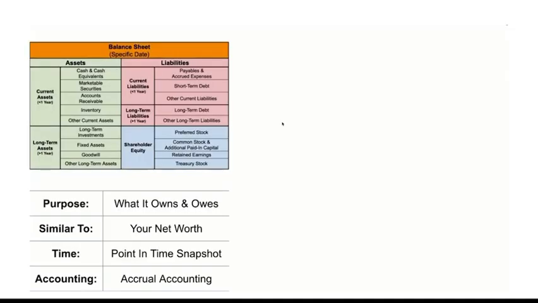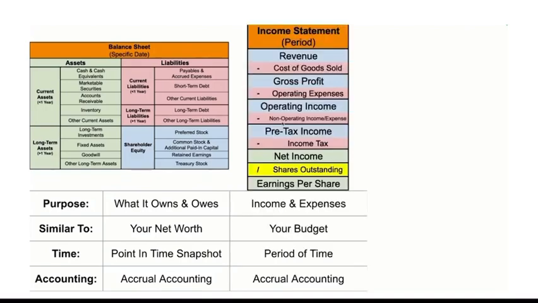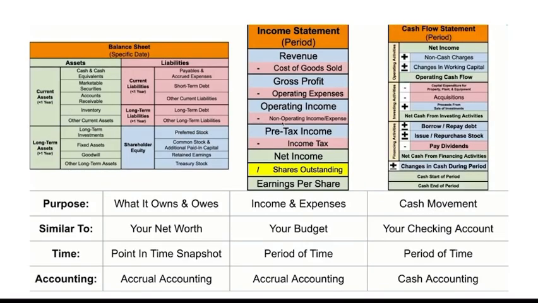Now, I just threw a lot of information at you, so let's quickly summarize what we just learned. The balance sheet records what a company owns and what it owes. It's similar to your net worth, is a point-in-time snapshot, and it uses accrual accounting. The income statement's purpose is to show a company's income and expenses. It's similar to your personal budget. It's measured over a period of time, and it uses accrual accounting. The cash flow statement tracks cash movement through a business. It's kind of like your personal checking account. It's measured over a period of time, and it uses cash accounting.